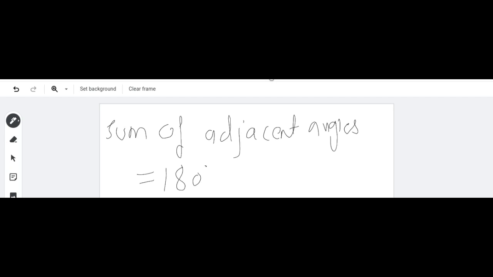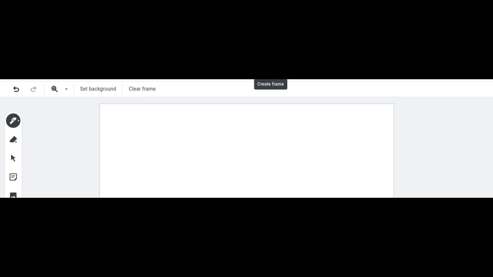Why did I put x here? Because x will show the opposite angles. These are the two angles on the x side, and for the y side we have to find it. Can I move to the next page? Yes, ma'am. So now we have to solve this, like 2x.